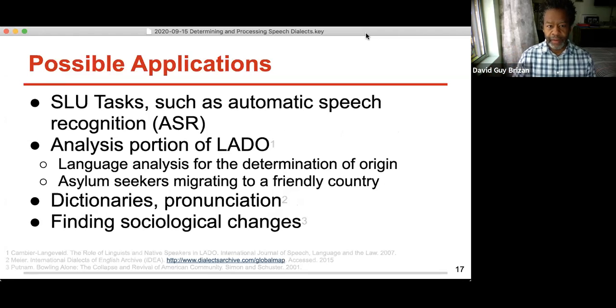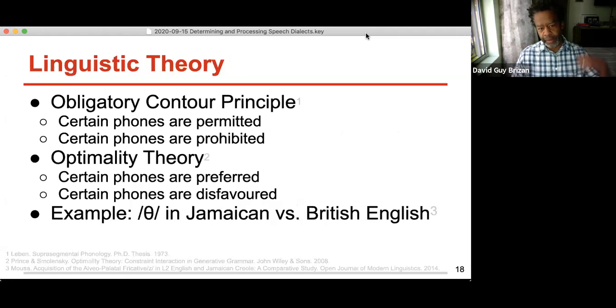All right. So there are a bunch of possible applications. We're running a little bit short on time, but I'm going to skip over this. I'm going to say that there's a theory behind what I'm doing. I'm not just doing it willy-nilly. I didn't come up with this by myself.